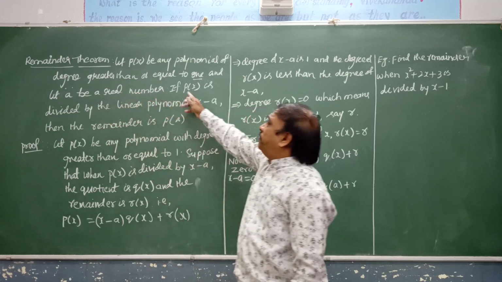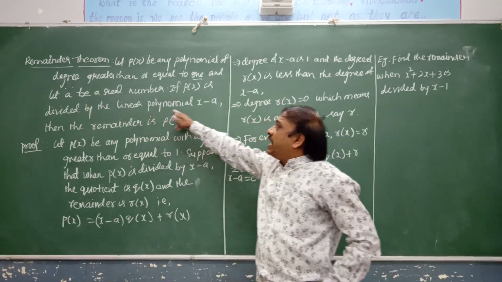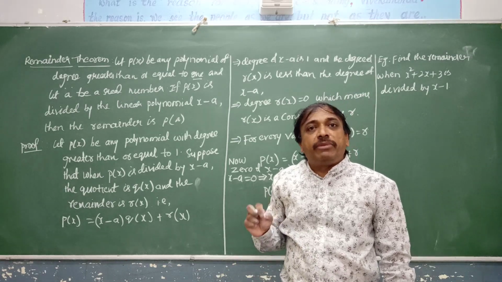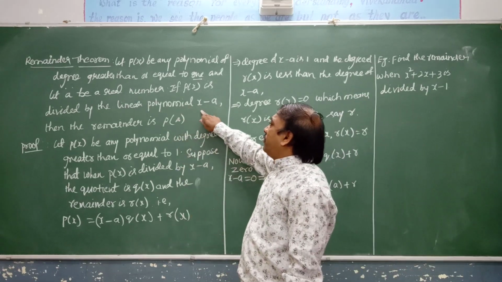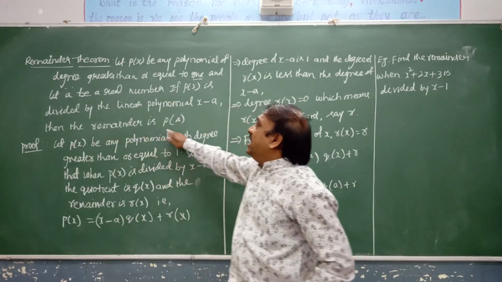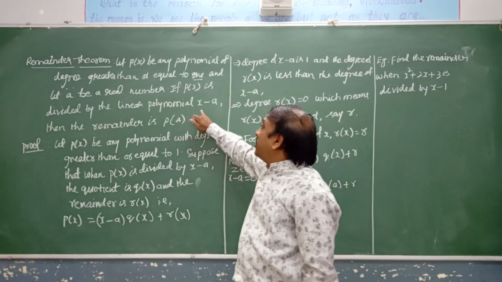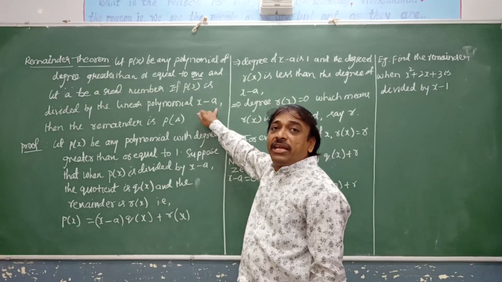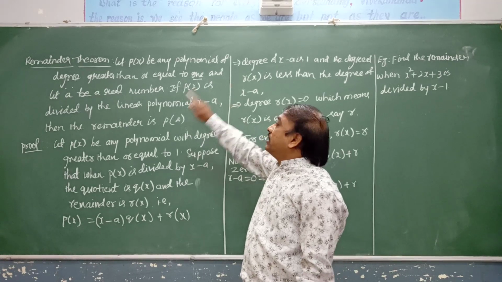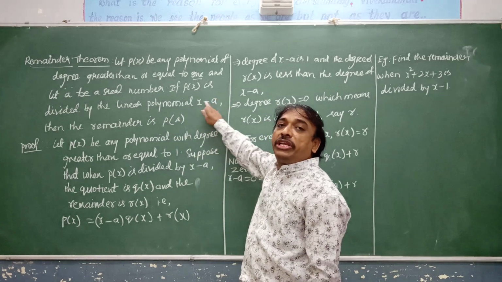If p of x is divided by the linear polynomial x minus a, you see here, linear polynomial means the degree of it is 1. So, dividing by the linear polynomial x minus a, the remainder is p of a. Here p of a is nothing but the zero of this linear polynomial: x minus a is equal to 0, then x is equal to a. That means in place of x you are substituting the zero of this polynomial.